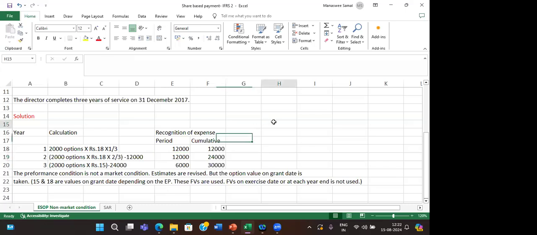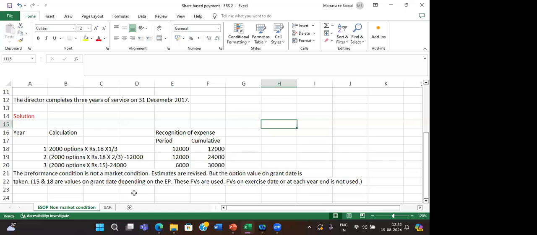Now we have not taken a case in this discussion or in this video, an example of an ESOP scheme where there is a market condition. It's a vast area actually. This body of knowledge has become very vast with the advent of IFRS. So then we'll talk about one scheme, that is share appreciation rights.